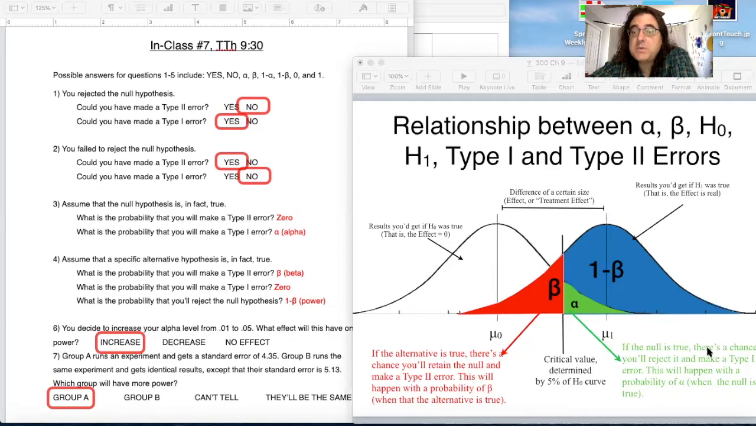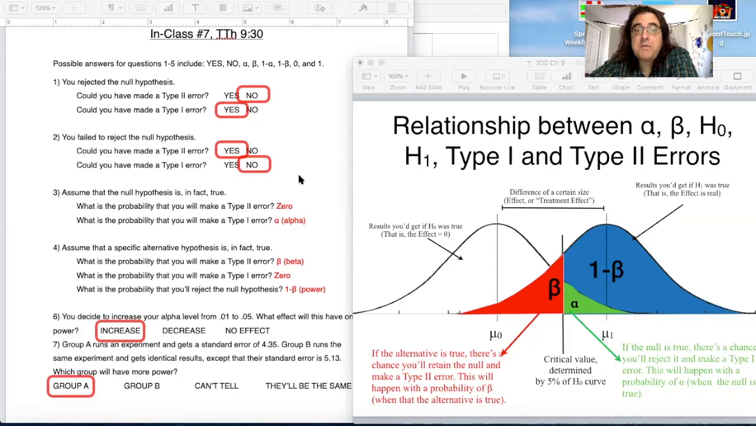Could you have made a type 2 error? Absolutely not. This red area represents type 2 error. That is the probability that you will fail to reject the null hypothesis if you're drawing from an alternative hypothesis curve. Since you didn't reject the null hypothesis, you couldn't possibly have made a type 2 error. Could you have made a type 1 error? Absolutely. If you got a result over here, but you were drawing from the null hypothesis curve, then you've made a type 1 error. So that's certainly possible.